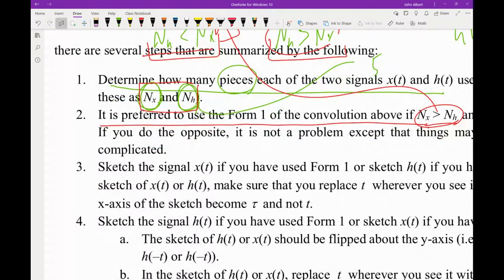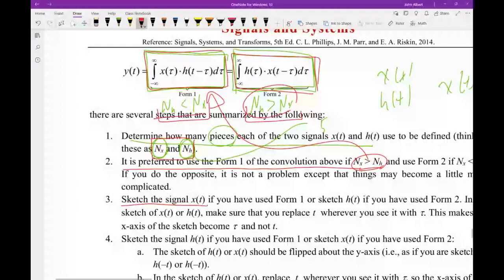Right. Now, what I'm going to ask you to do is, I want you to sketch x of t if you are using form 1. If you are using form 2, and let me just remind you of form 1 and form 2.